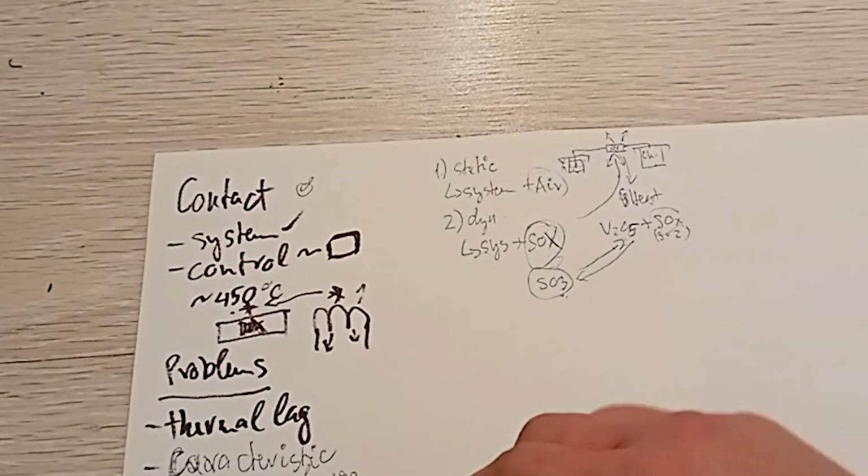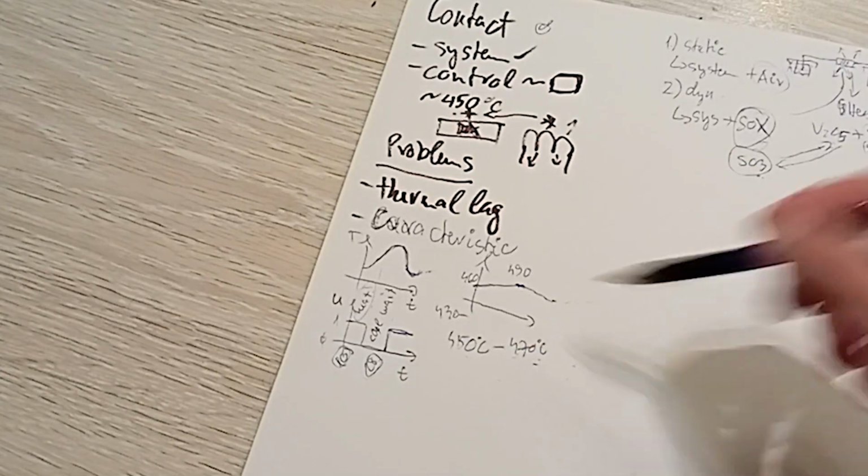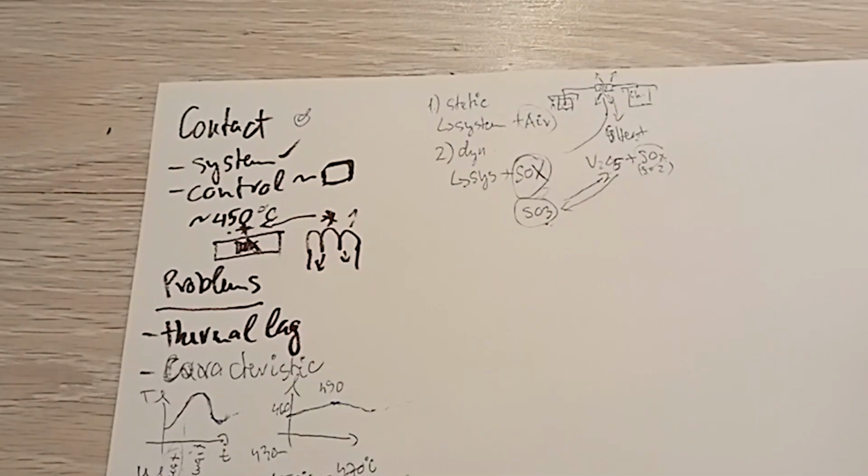So we want to maintain lower temps for this. So we want to maintain lower temps, so 430 to 470 degrees even. That would be something to look for.